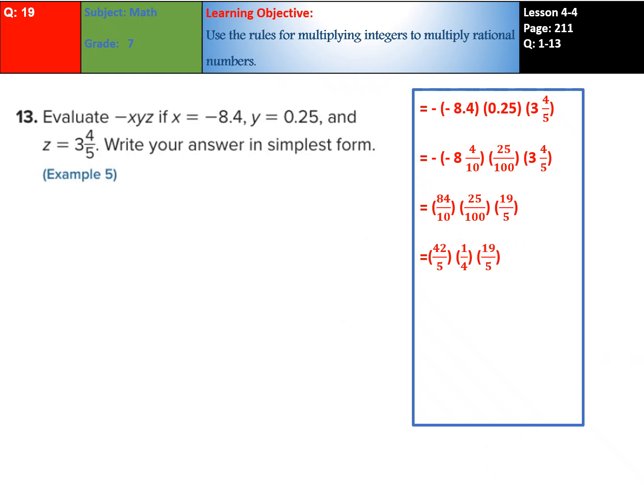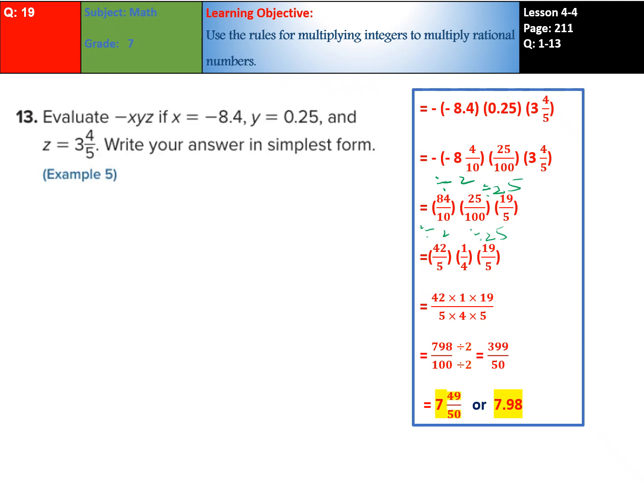Like here 84 and 10, they both are divisible by 2. And here 25 and 25. So 84 divided by 2 is 42, 10 divided by 2 is 5, 25 divided by 25 is 1, 100 divided by 25 is 4. So we got little simpler numbers. Now multiply the numerators and denominators. You got 798 over 100, divided by 2 will give you 399 over 50, and as a mixed number 7 49 over 50, or as a decimal 7.98.